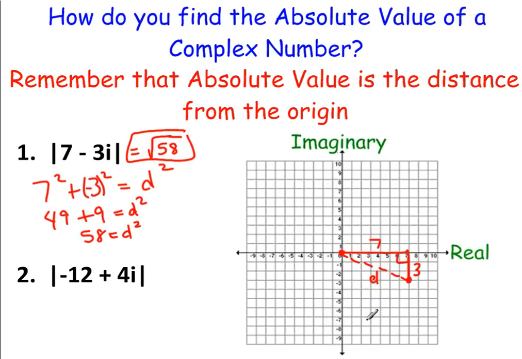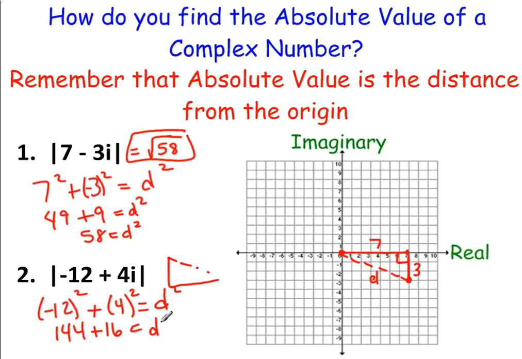Now what about negative 12 plus 4i? If my graph goes 10 by 10, it's too big to fit on here, but let's just do the same process. I went left 12 on the real, so that's negative 12 squared. And I don't have to worry about the positives and negatives because when you square something, it's always positive. And then I went up 4 on the imaginary, so I would get a triangle that looked like this, left and up. And I want to find the distance. So this is 144 plus 16 equals d squared. So my distance squared is just going to be equal to 160.